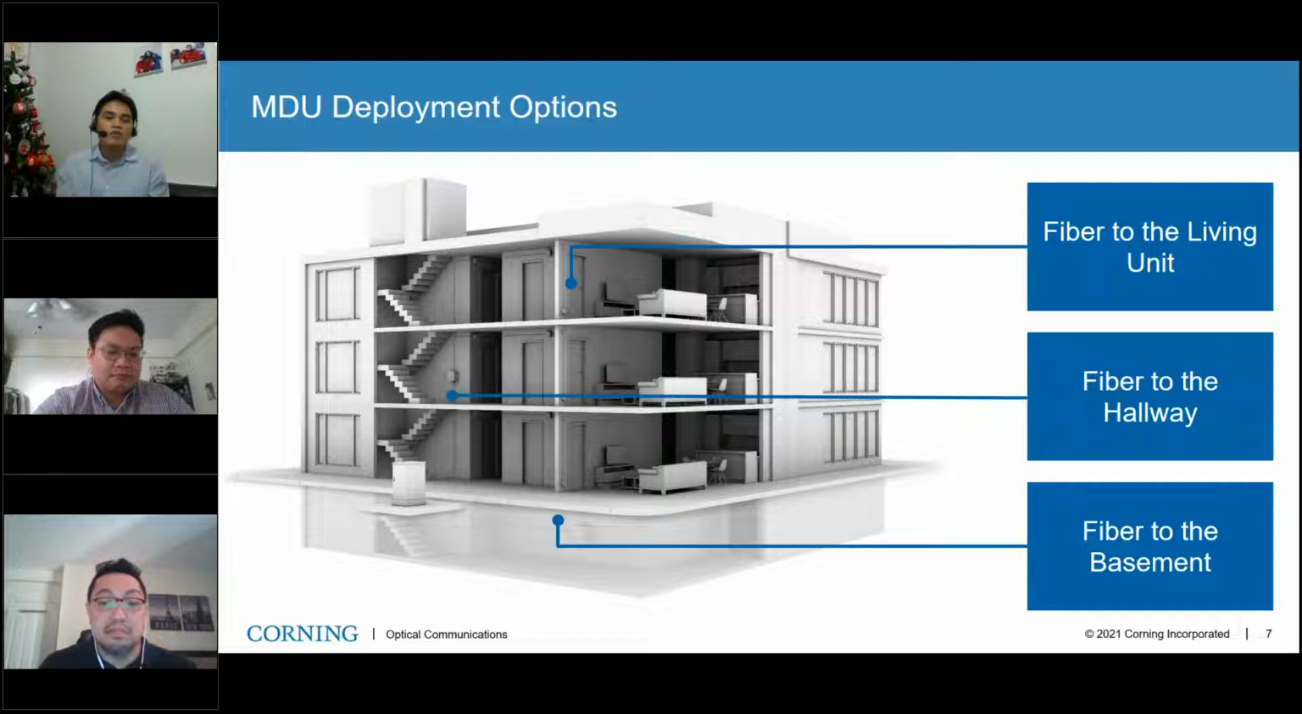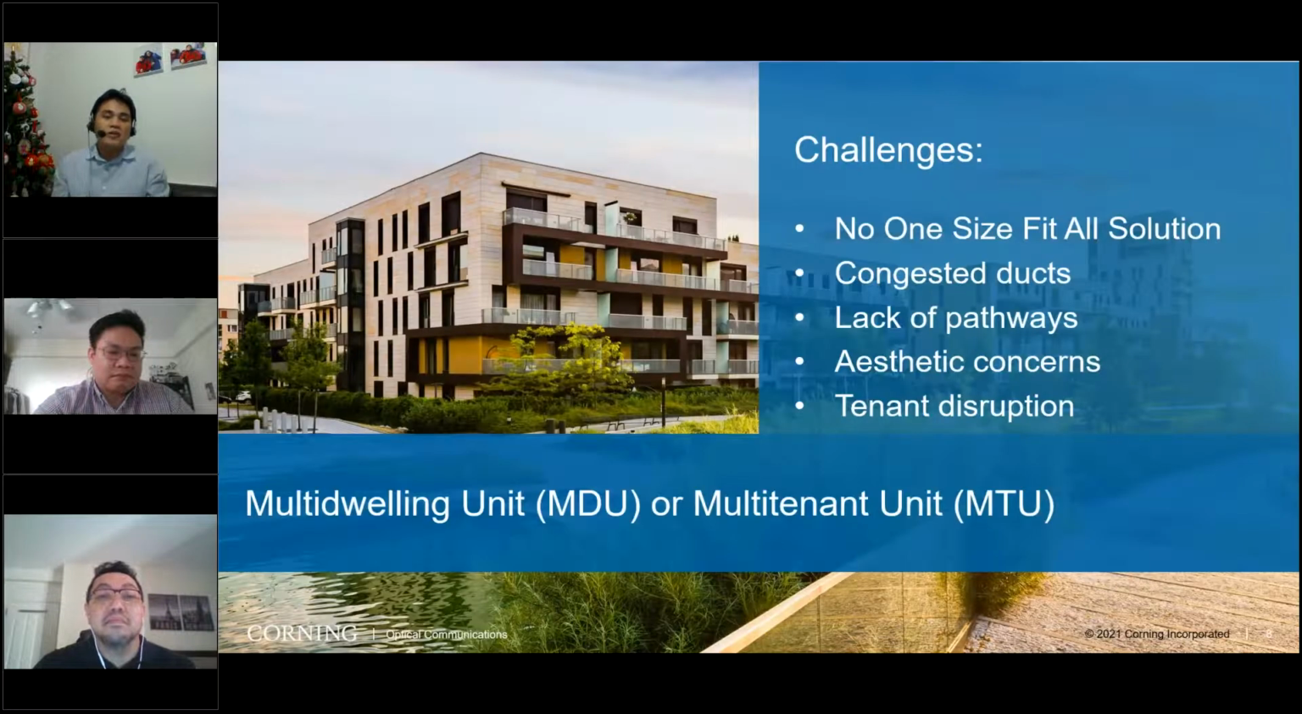In addition, the cost to power the optical network terminal is paid directly by the consumer rather than the building owner, as compared with the shared rack-mounted optical network terminal. Deploying FTTH in MDUs is fraught with its own set of challenges, such as no one-size-fits-all solution, congested ducts, lack of pathways, aesthetics, and of course, tenant disruption. In a brownfield MDU in particular, size matters.